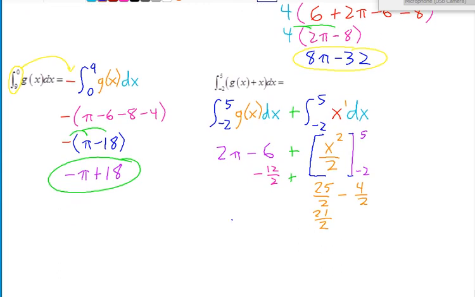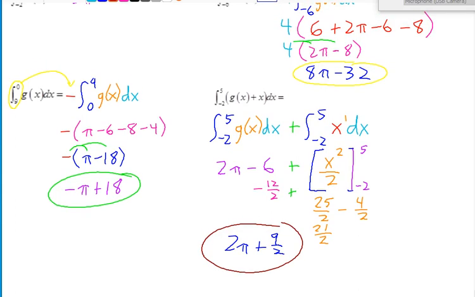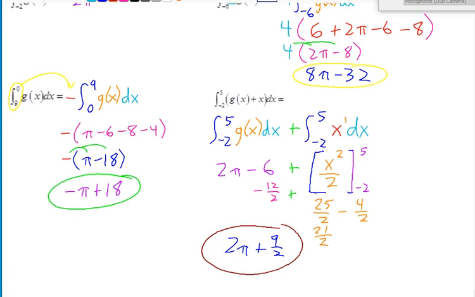So our final answer for this one will be 2 pi plus 9 over 2. And that concludes the notes for AP Calculus on the topic of the first fundamental theorem of calculus. And here we just finished up that last problem.